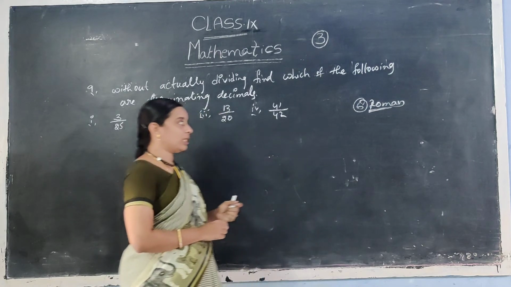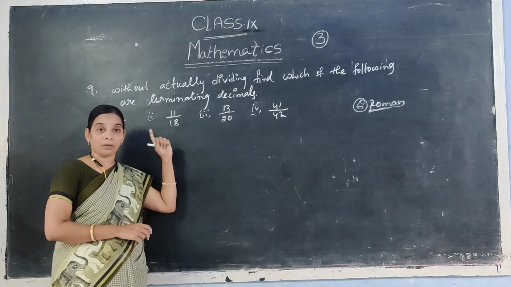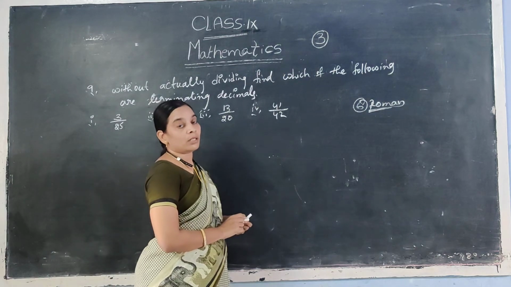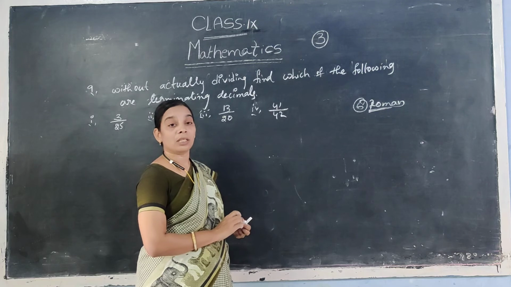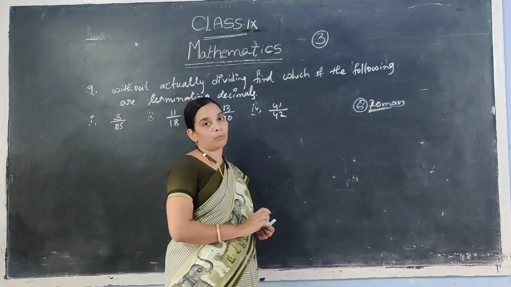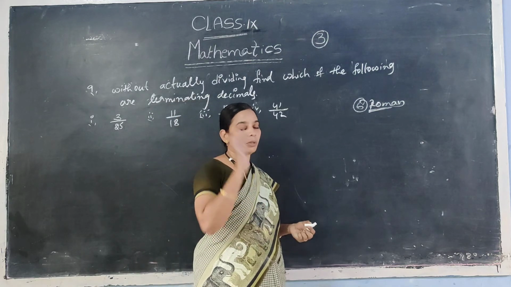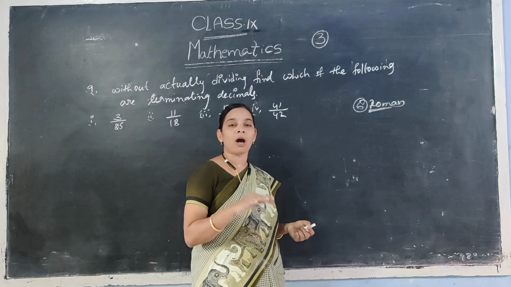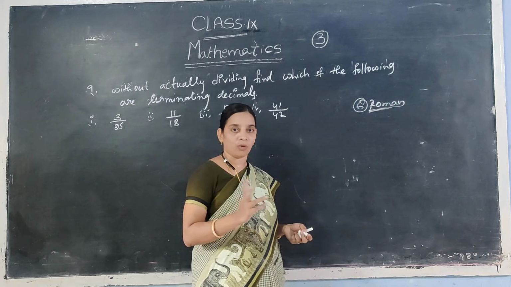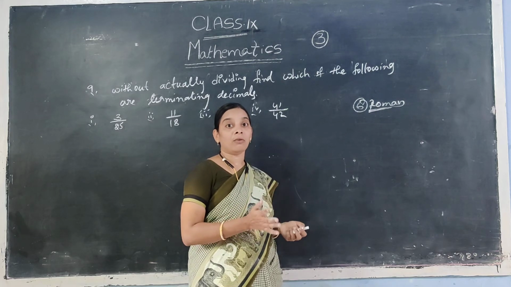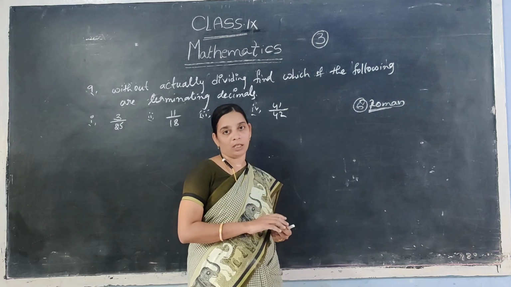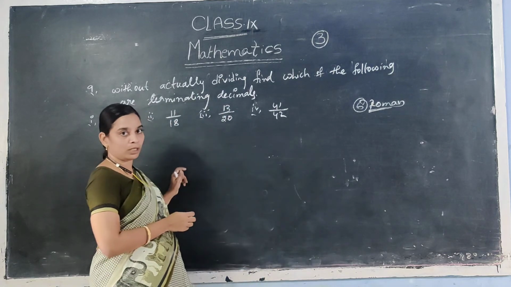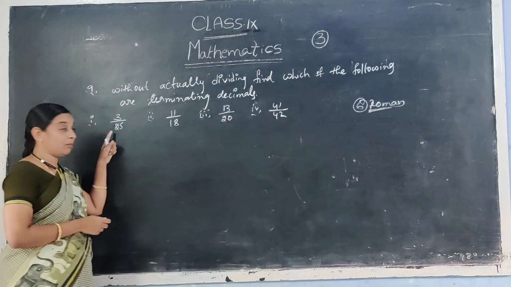Okay. So after explaining that 6th Roman, what can I conclude? The denominator is of the form 2 power n or 5 power n. Otherwise, the denominators are the factors of 2 or 5 or both 2 and 5. Then what type of decimals will you get? Terminating decimals. Otherwise non-terminating recurring decimals. Do you understand? So here see this 3 by 25.